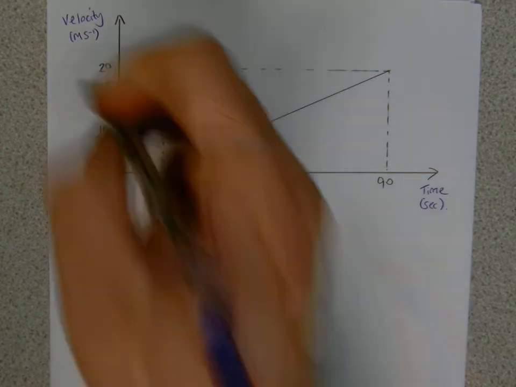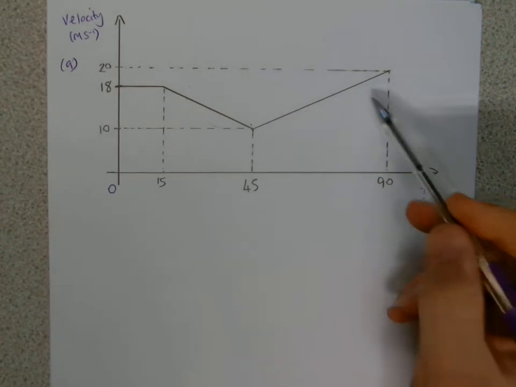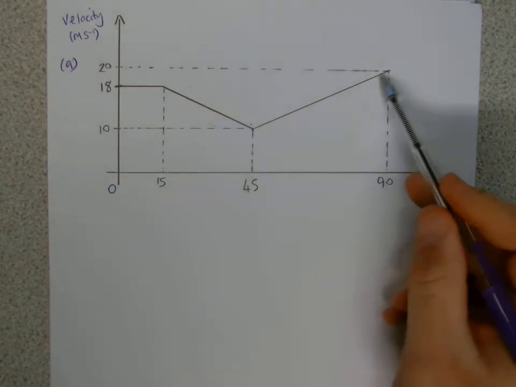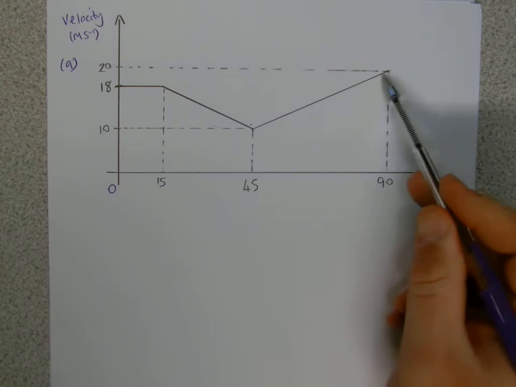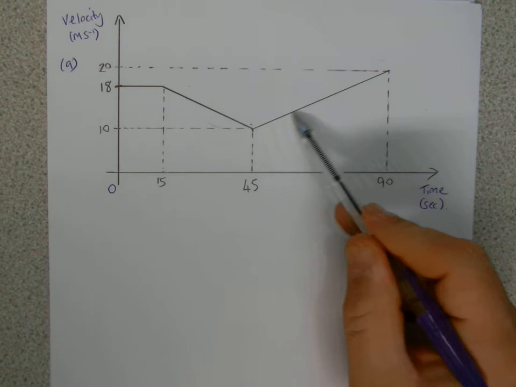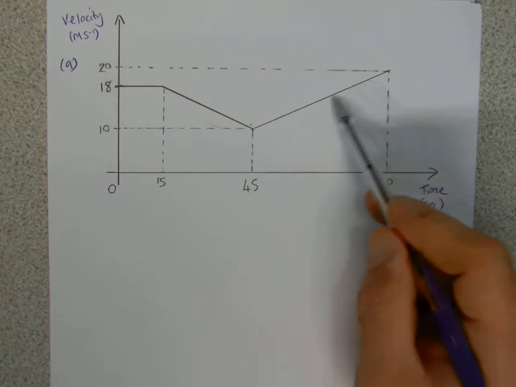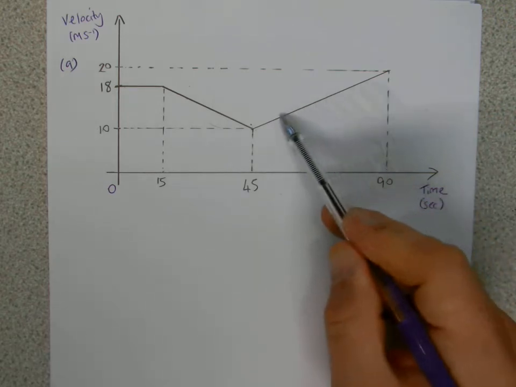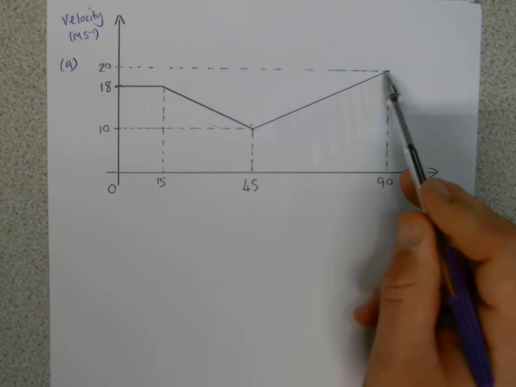Now part B, it says calculate the acceleration of the train just before it reaches B. So just before it reaches B, that's where we want the acceleration. The good thing is the acceleration is going to be the same all the way here, because it's increasing its speed at a uniform rate. That line there is straight. So if we work out the acceleration there, it's going to be the acceleration just before B.